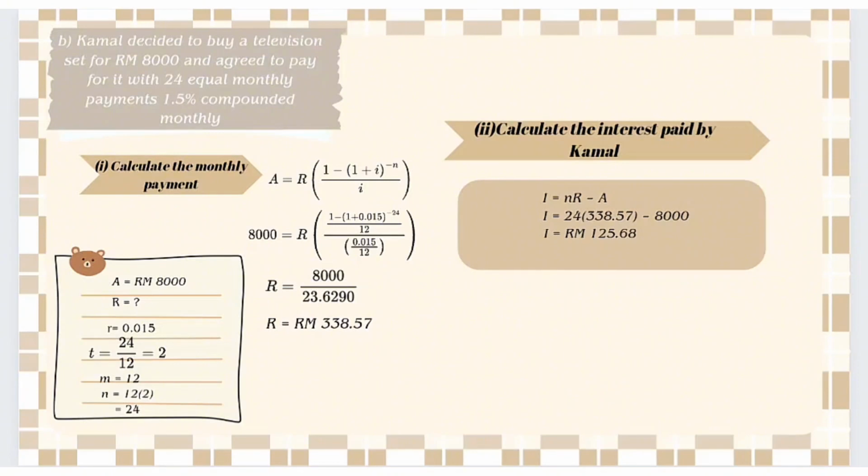So n is 24, in brackets is the R that we found in Roman 1, which is 338 ringgit 57 cents, and minus the A, which is 8,000. Calculate all of these, and the answer will be 125 ringgit 68 cents.